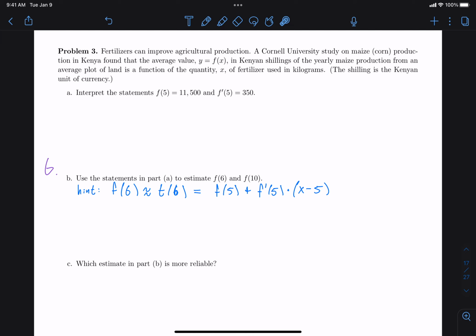Yeah, so you're just going to use the equation that he just went over. So the f of a is going to be the f of 5 of East Squad. So you'll have the, it's like a 11,500. The f prime of a, and then x minus a.